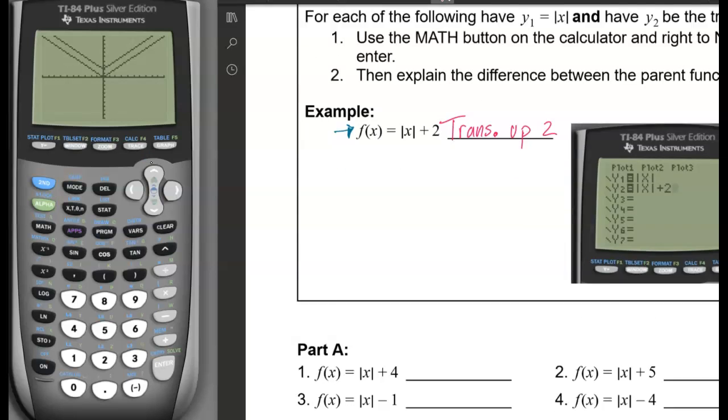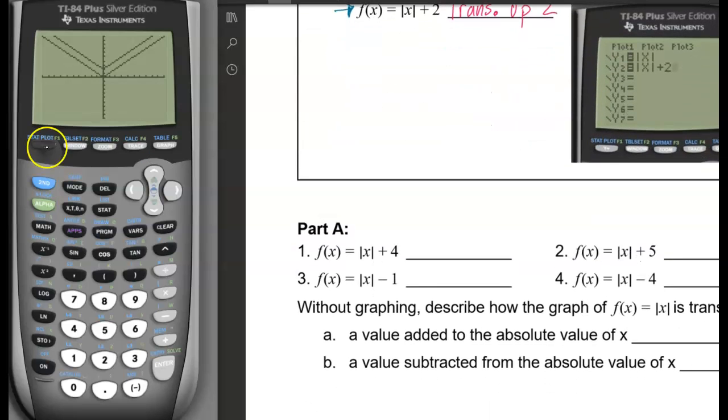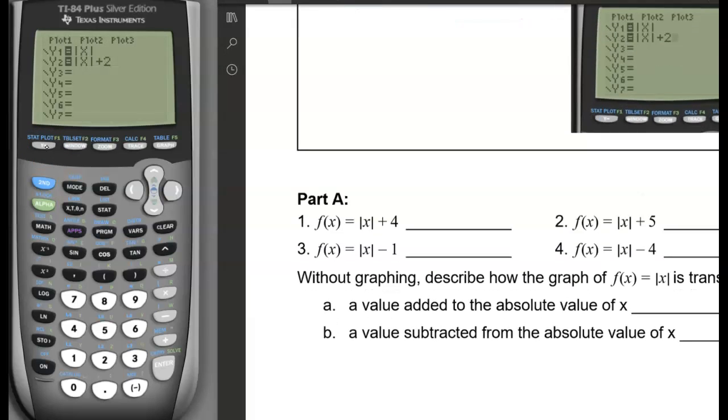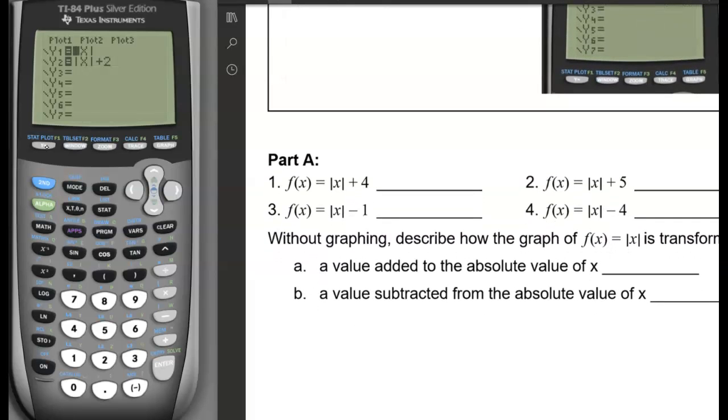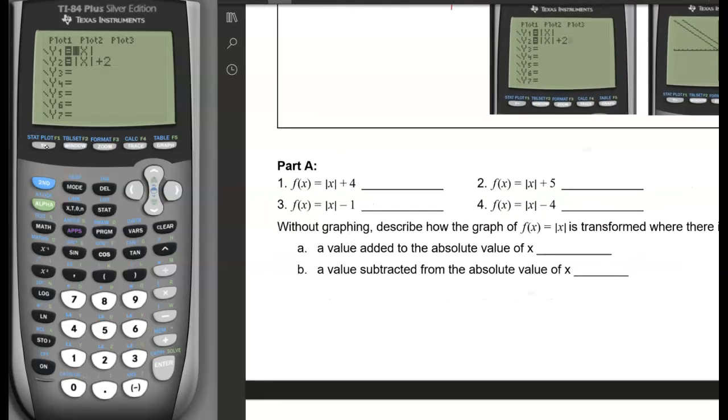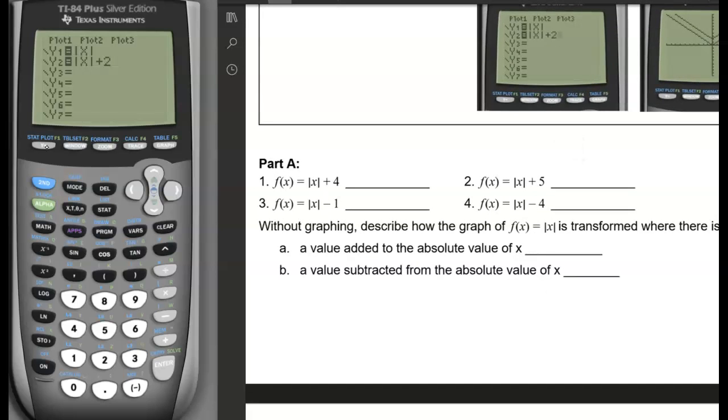Now what I want you guys to do is practice using your calculators and seeing what each one of these graphs looks like in part A, 1 through 4. And I want you to write down the transformations and fill out A and B as well. I'll give you about 5 minutes to do this.